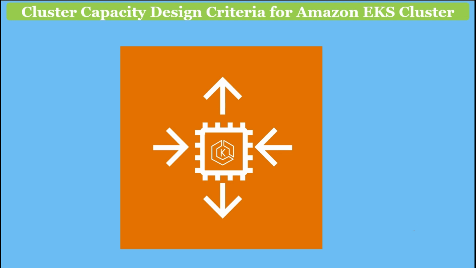Hi everyone. In this video, let's understand the cluster capacity design criteria for Amazon EKS cluster. It's a very critical decision because it includes right sizing the containers, right sizing the nodes, choosing the right instance types, which means it impacts bin packing and resource utilization, which means the cost optimization is also impacted. It also includes choosing the right metrics to scale the containers and the nodes, which means the availability of the service is also impacted if it's not designed properly. So let's get started.